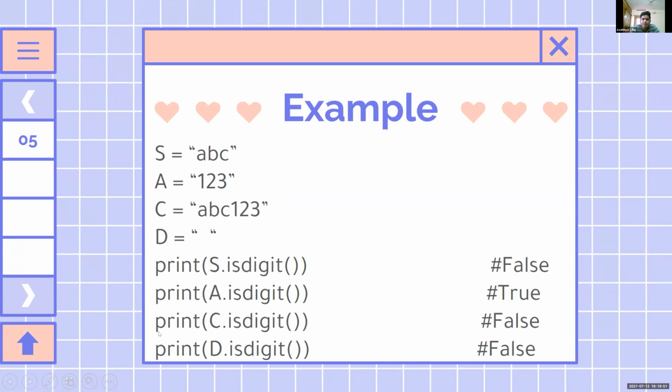So when we check the next statement, print C dot isdigit, it checks the value in the string. So it is a combination of both numbers and alphabets. So the condition is not correct and it gives the output as false. Similarly with D, this is just a white space. So neither digit is present. So it gives the output as false.